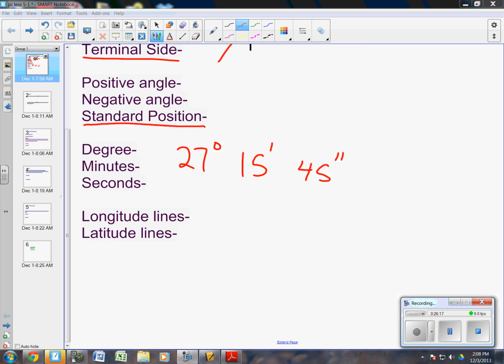Now, one of the things you're going to have to do today is be able to change from degrees to minutes and minutes to degrees, and I'll talk more about degrees, minutes, and seconds on the next slide. Okay, longitude and latitude. Which way do longitude lines go? Up and down, kind of like the y-axis, right? And latitude lines are horizontal, so they go around this way, okay? Horizontally. Any questions on that?